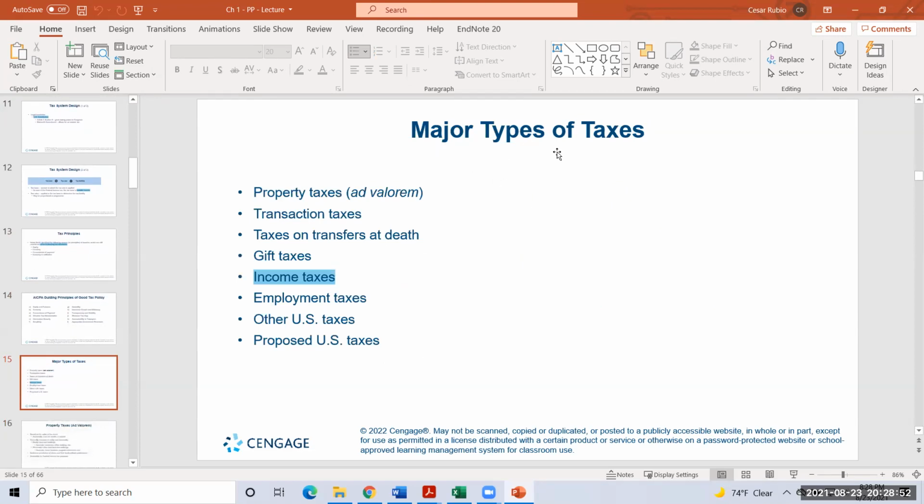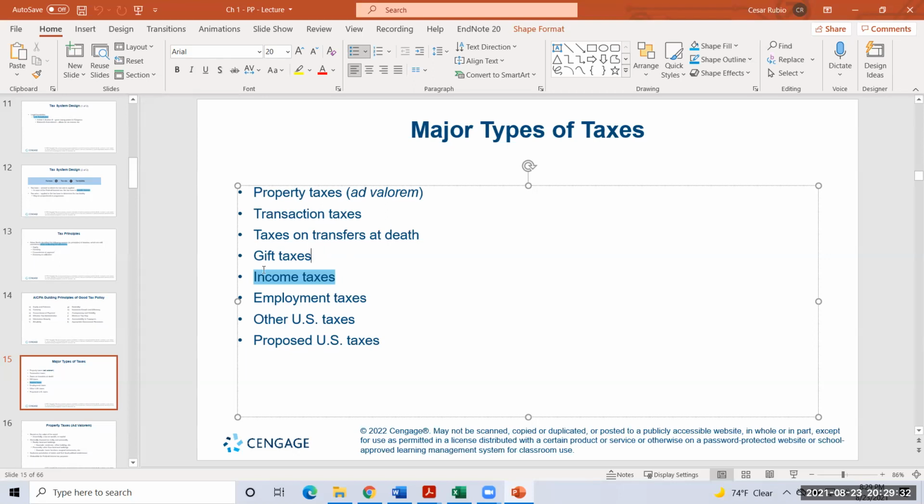Then we have the major tax types. Because when we think about taxes, the first thing that we think of is income tax. But there's a lot of different taxes, right? So we have property taxes, transaction taxes. This is where we have the sales tax. Then you pay taxes on transfer at death. This is your estate tax. This is upon you passing, and if you left a lot of assets and your estate is at a certain level, then you may be subject to taxation.